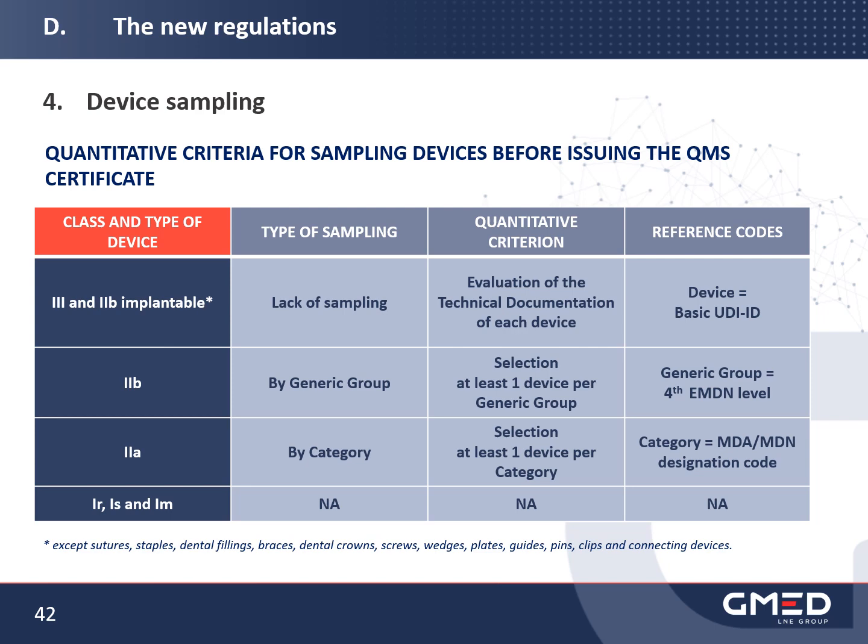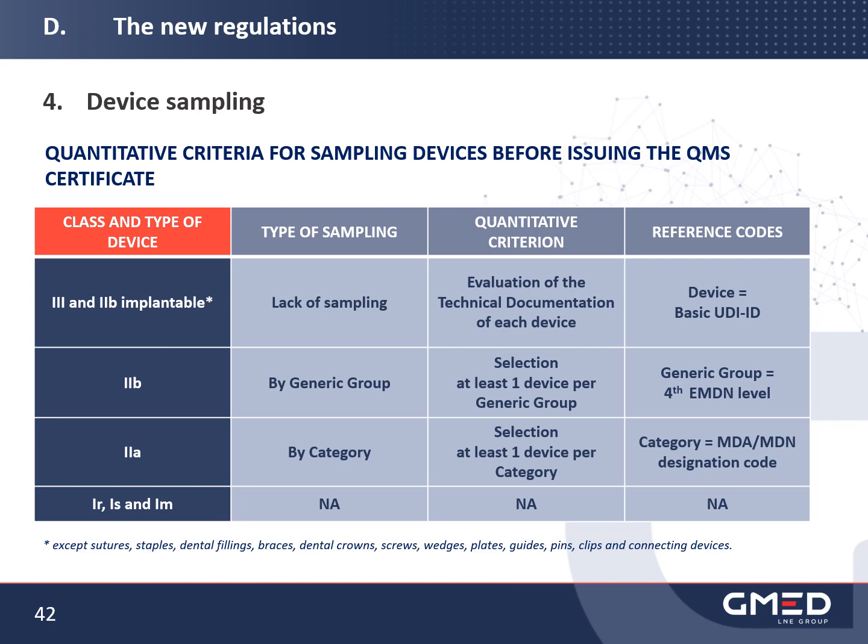For Class 2A devices, sampling is carried out within different categories according to the following rule. At least one device per category must be evaluated for technical documentation before the certificate is issued. For this class of devices, the categories are established from the design codes reflecting the design and destination of the device, namely the MDA and MDN codes.